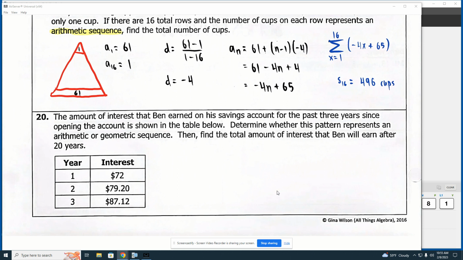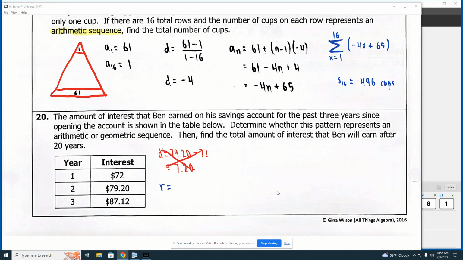Okay, so first I need to determine what? Is it geometric or is it arithmetic? What does it look like to y'all? What's your instinct tell you? Okay, so I'm going to try common difference. So that's 79.20 minus 72, which is $7.20. I'm going to add 7.20 to 79.20. Does it equal 87.12? No. So it's not what? It's not arithmetic. So it's got to be geometric.